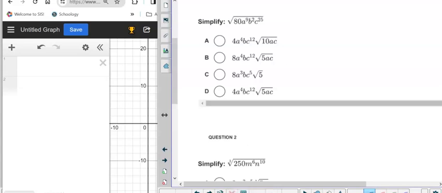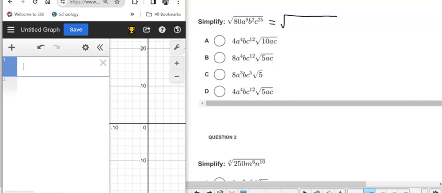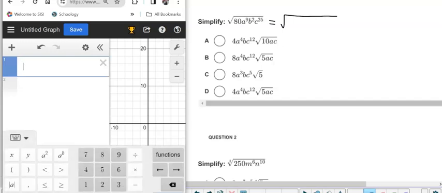Alright class, so here's part 2 for the test. We're going to simplify this radical. We want to take out as many perfect squares as I can from underneath the radical. So I'm going to do the square root of 80. For this one, I can probably start with 81.